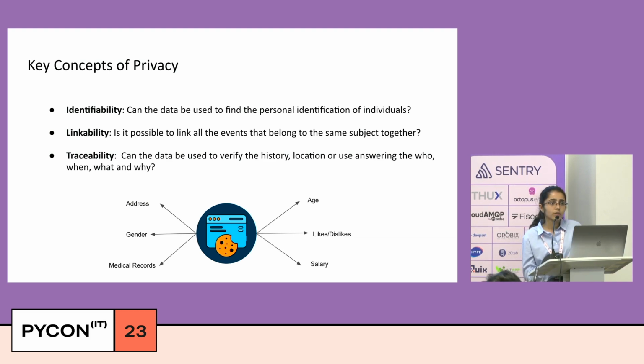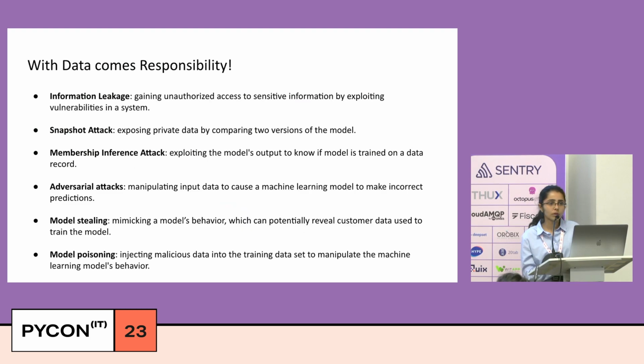And then there is traceability. Traceability is basically tracing the origin of the data and who accessed it, when it was accessed, and for what purpose. A very basic example which you might be familiar with is the use of cookies while browsing sites. Cookies can contain sensitive information like name, gender, and age, and the websites that have access to these cookies can easily access your data. So this is a very common example of how your data can be accessed.